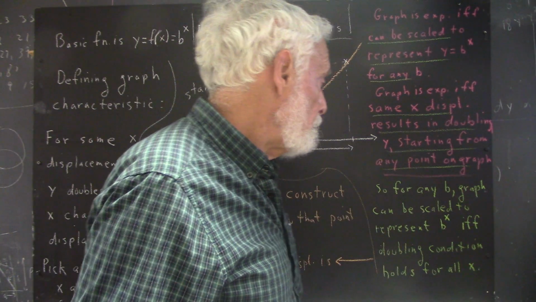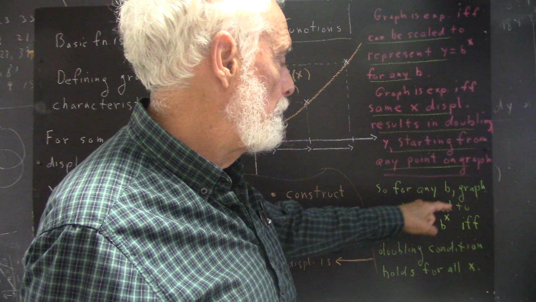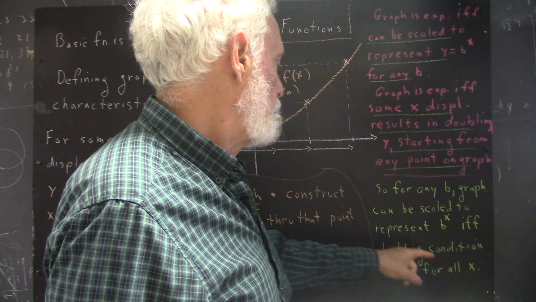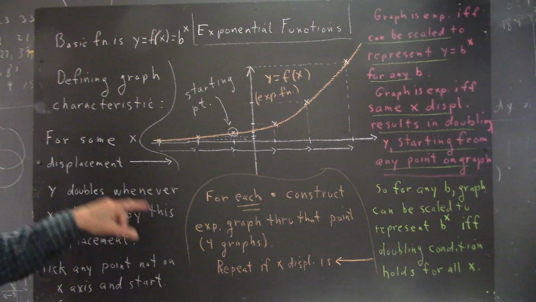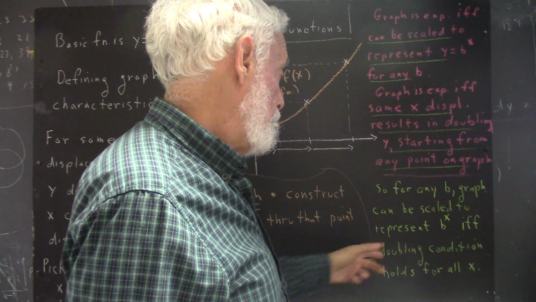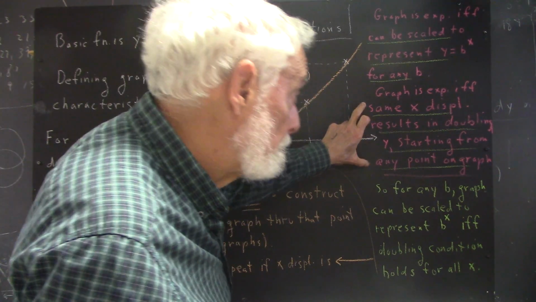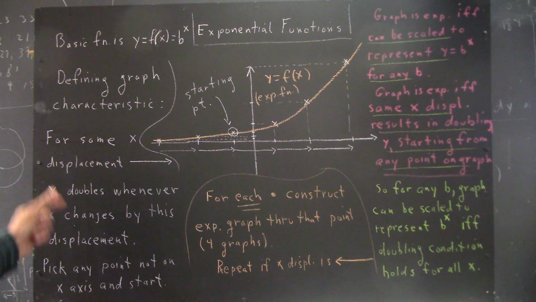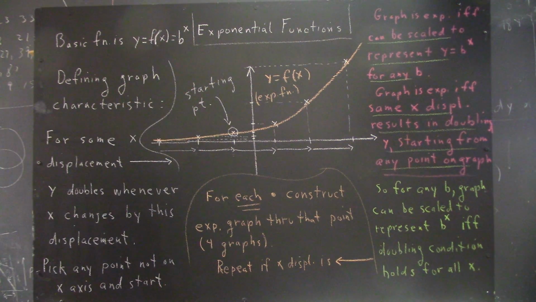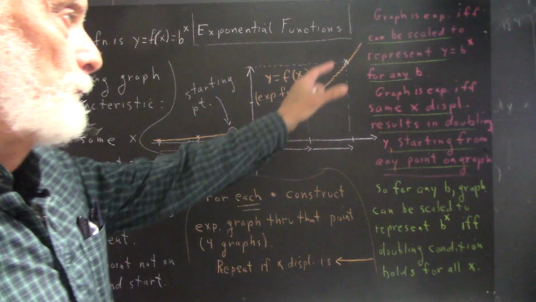Okay, well, our conclusion then is for any value of b, the graph can be scaled to represent b to the x if and only if the doubling condition holds for all x. This is the doubling condition here. I think we understand that, and that's the same as the condition as I've stated it over here. I didn't have room to write the whole thing out, so I just referred to it as the doubling condition, but the doubling condition means this. Okay, so there's kind of not only a briefer introduction to exponential functions and the basic graphical characteristic, but a discussion of some very important logic that we need to really make the mathematics tight.